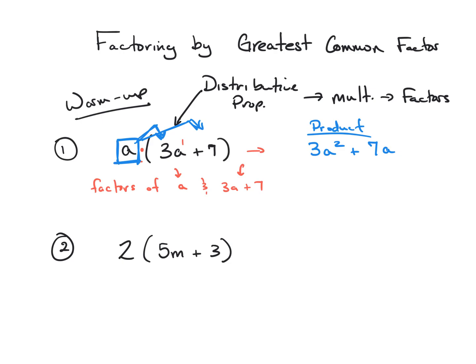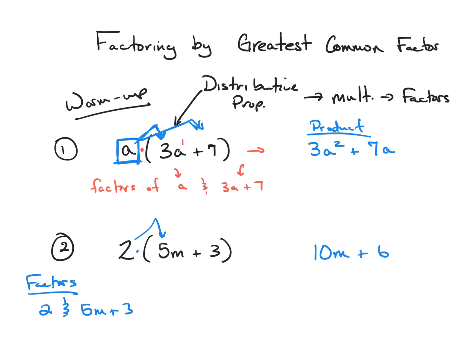All right. So going a little bit forward, increasing this warm up to make it a little bit more challenging. Again, in this case, it wants me to distribute a 2. So my factors right now are 2 and 5m plus 3. If I multiply 2 times 5m, underneath my product section here that equals 10m, and 2 times positive 3 is positive 6.